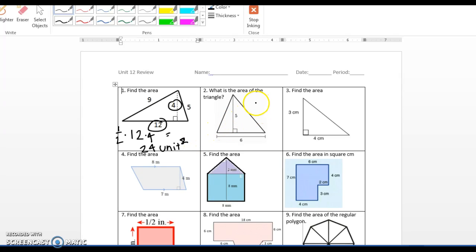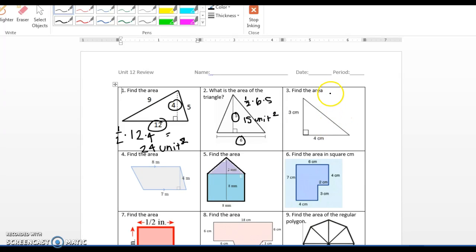Number 2, again, this is a triangle. 1/2 the base times height. And if you multiply that out, you get 15 units squared.